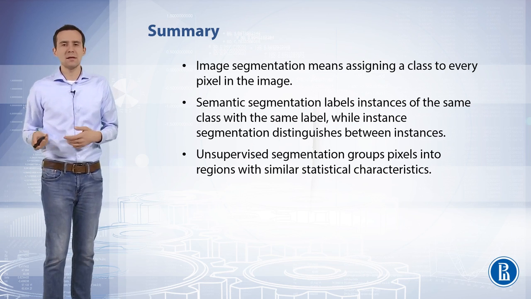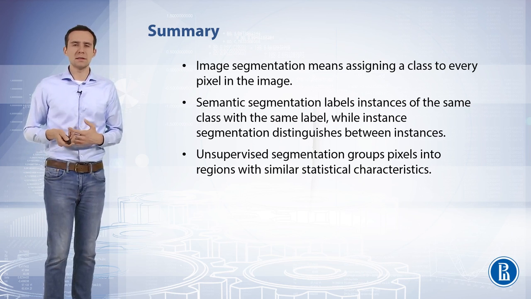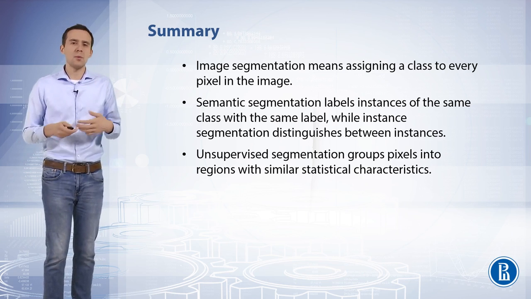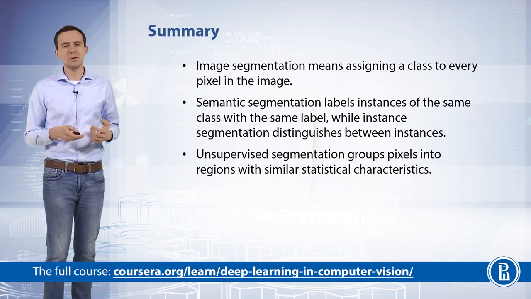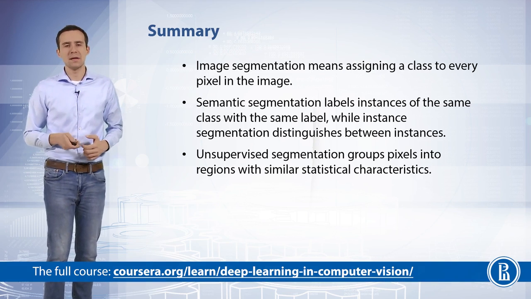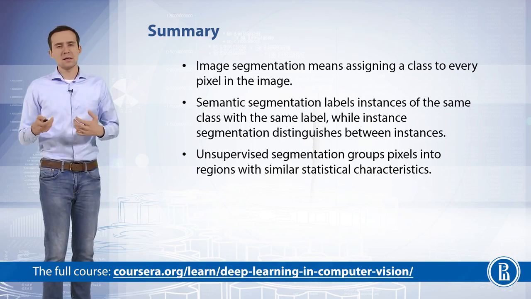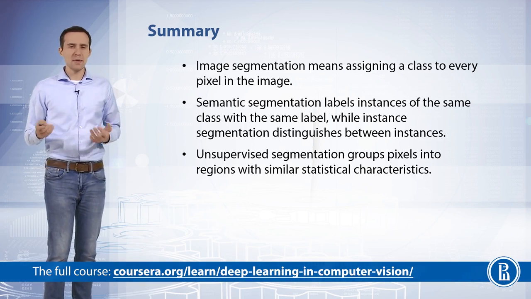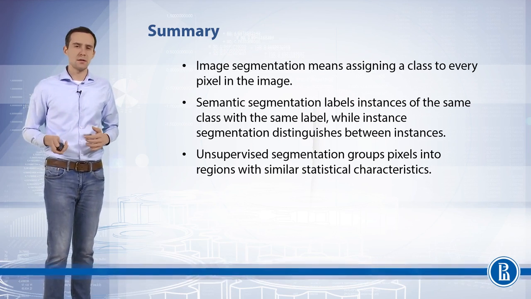To summarize, image segmentation means assigning a class to every pixel in the image. Semantic segmentation labels instances of the same class with the same label, while instance segmentation distinguishes between instances. There is also unsupervised segmentation that groups pixels into regions with similar statistical characteristics.